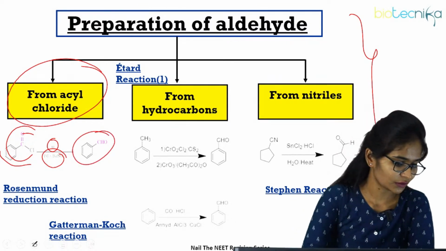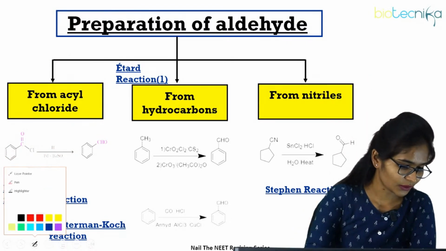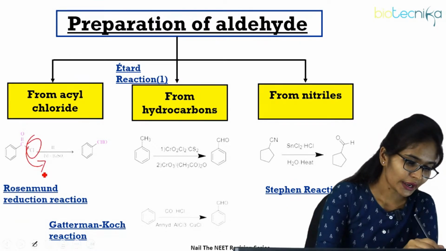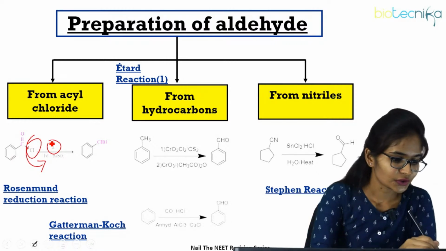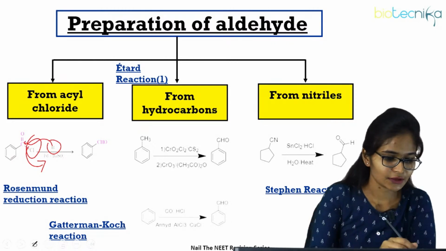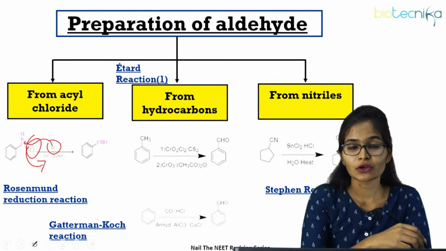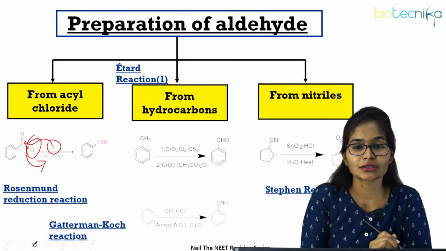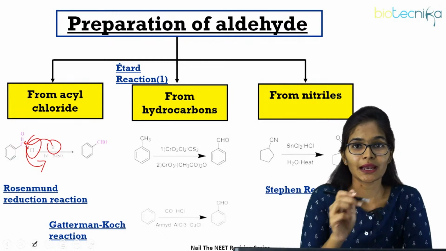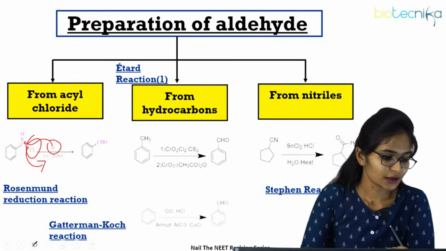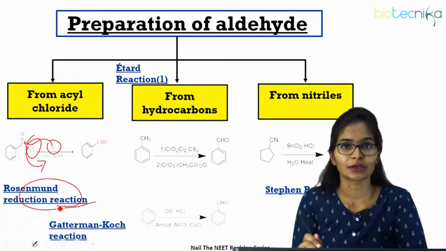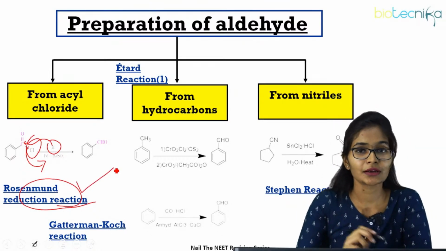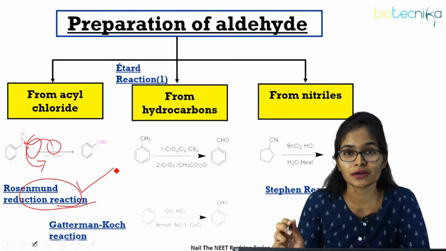What you have to do here overall is look at this chlorine. This chlorine will go out, and the hydrogen, H2, will go and bind to the electron deficient carbon, where you are reducing the benzoyl chloride to benzaldehyde. That's it, nothing else is there. This reduction reaction in the presence of H2 in palladium over barium sulfate, we call the Rosenmund reduction reaction. This is the first named reaction you can check in the aldehyde preparation, the Rosenmund reduction reaction.